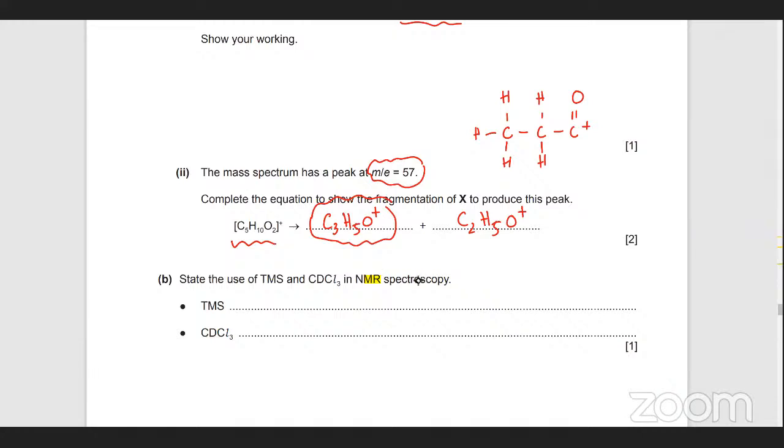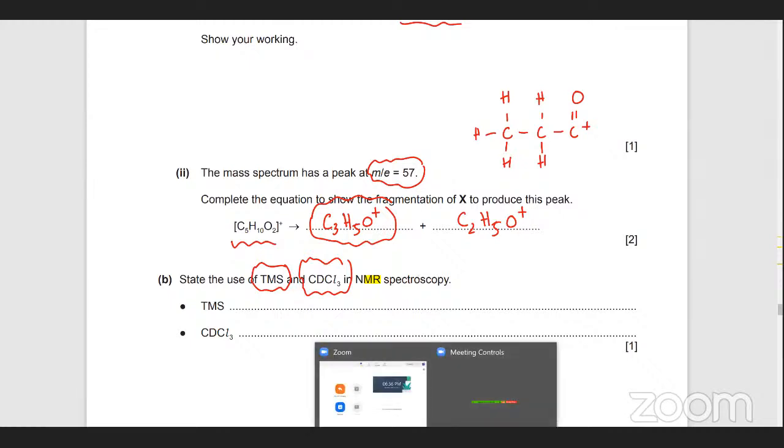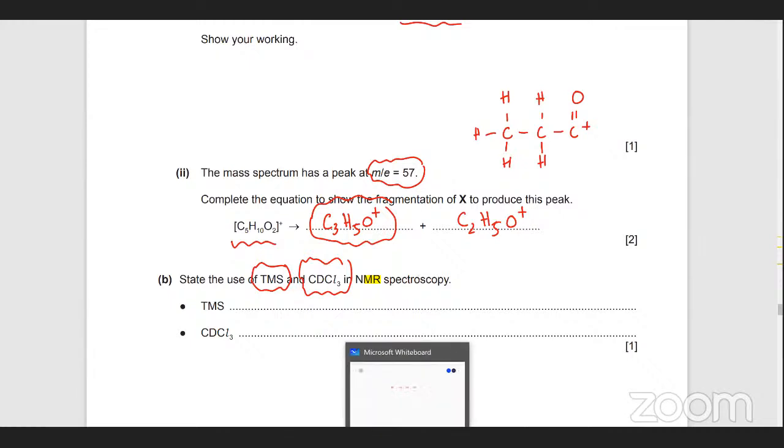Now, what is TMS and what is CDCl3? Okay, TMS, remember, is tetramethylsilane. Let me explain it a little. TMS is tetramethylsilane, which is silicon with four CH3 groups. Okay, that's usually the solvent that is used.